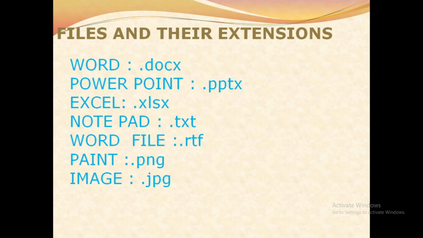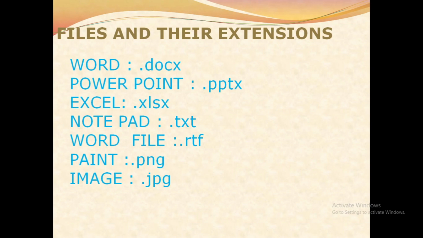Notepad, .txt; Word file, .rtf; and if it is Paint, which from first standard onwards, when you are using the computer, the computer teachers make you familiar with the mouse. We teach you how to use the mouse in Paint, just filling the color, right? If you save the file, the name is whatever you give, and the extension will be .png. For some images or photos we have saved in the system, the extension it will take is .jpg. Like this, we have files and their extensions.